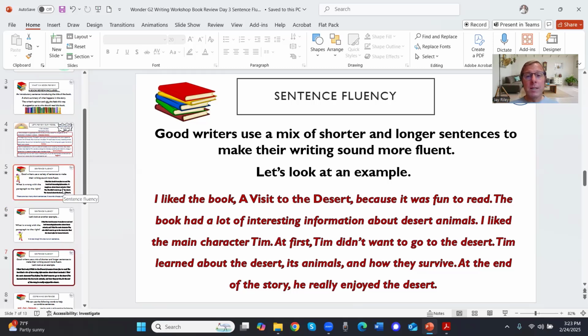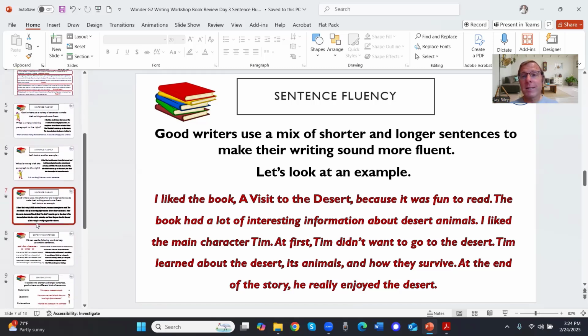I liked the book, A Visit to the Desert, because it was fun to read. The book had a lot of interesting information about desert animals. I liked the main character, Tim. At first, Tim didn't want to go to the desert. Tim learned about the desert, its animals, and how they survive. At the end of the story, he really enjoyed the desert. So, wow, that's terrific. What a great summary. We really mixed our shorter and our longer sentences. So we've got some compound and complex sentences in there.